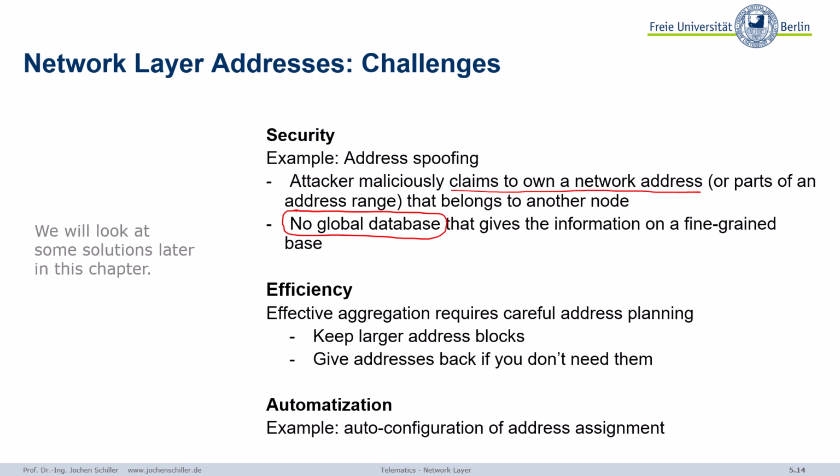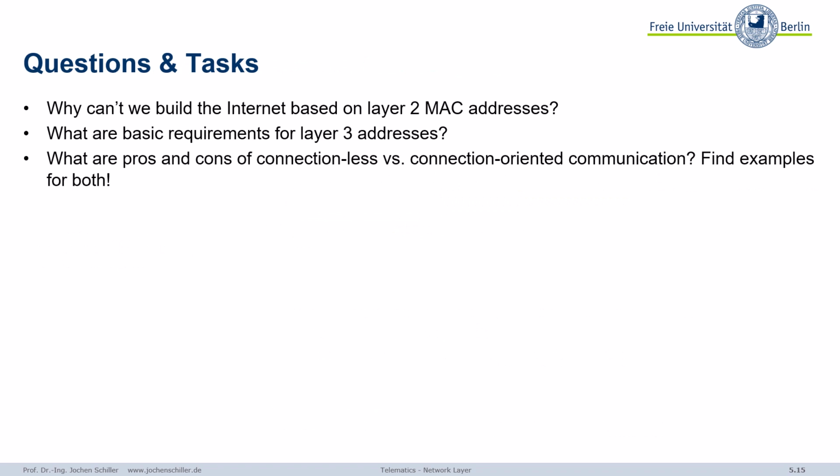That's just the intro. So some very general questions. So, I mean, we had these MAC addresses, and hey, MAC addresses, perfect. We have 48 bits, that's 2 to the power of 48 many addresses, great. But why can't we build the internet then based on these addresses? And this is quite close to the next one. So what are the basic requirements for the layer 3 addresses? And that's exactly something layer 2 does not fulfill.